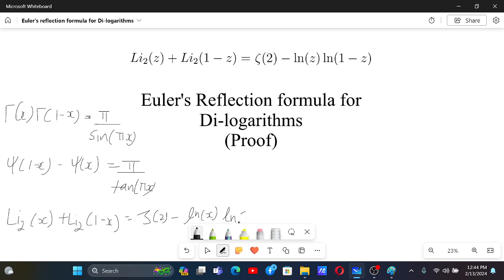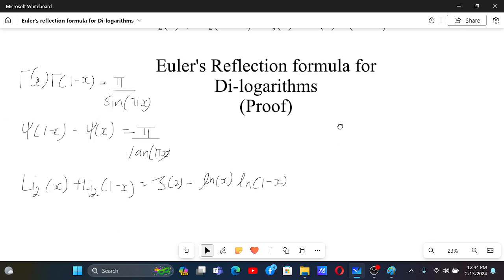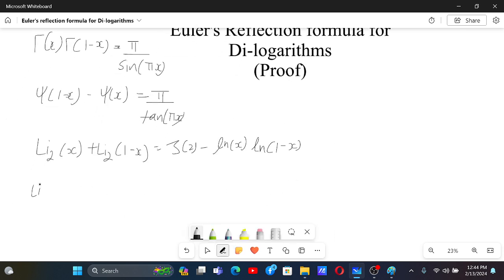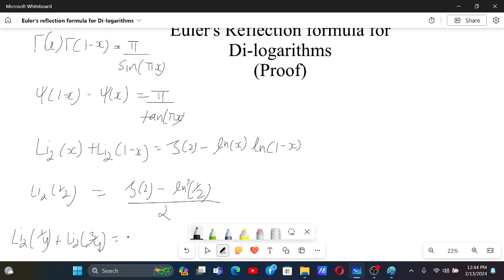Now, when is it helpful? Basically, if you have to find, let's say, Li2 of 1/2, in that case you can substitute x as 1/2 and get the result that this is equal to ζ(2) minus ln²(1/2), all divided by 2. Similarly, if you have to find Li2(1/4) plus Li2(3/4), you can again use the same identity to find the sum, and that will be ζ(2) minus ln(1/4) ln(3/4). Yeah, so these are some of its uses.